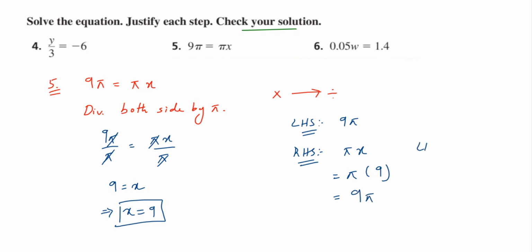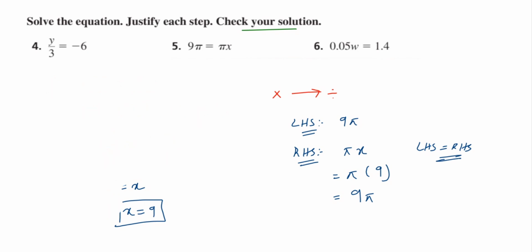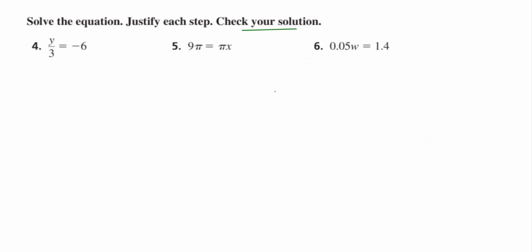So here LHS and RHS are same. This means your answer is correct. X is equal to 9 is the solution here. Now next question, sixth one, we have decimals there as a constant.